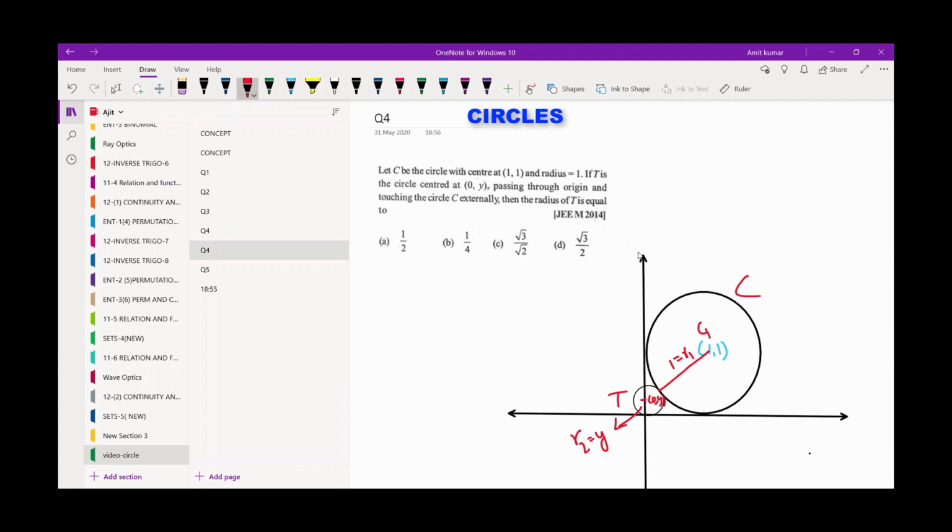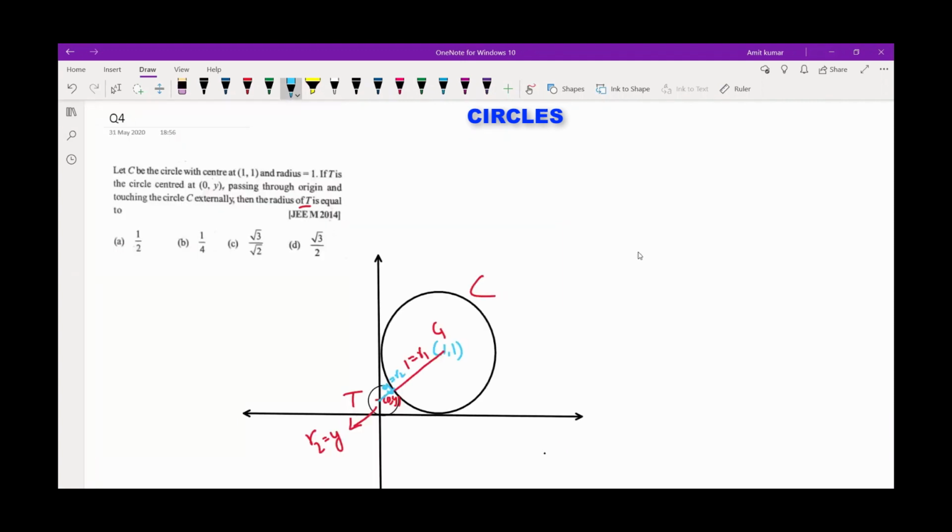Then we have to find the radius of T. From this diagram and from our previous result, R2 is y. Now from the diagram, these two circles are touching each other externally, so C1C2 is equal to R1 plus R2. C1 is (1, 1) and C2 is (0, y).